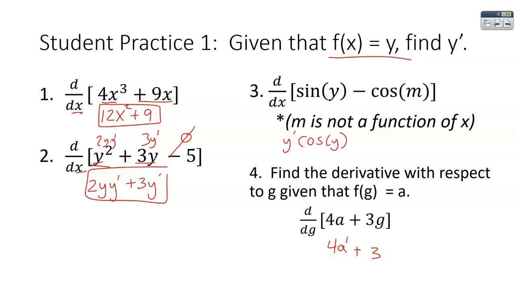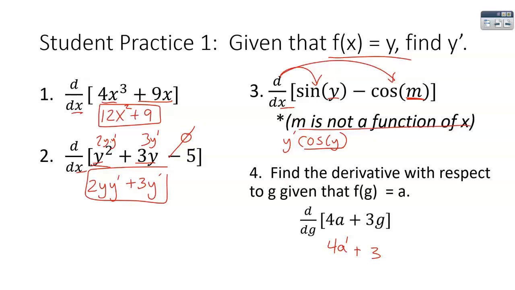All right, part 3. Here, they don't match, so you take the derivative like normal. Derivative of sine is cosine. And then you multiply it by y prime, because y is a function of x. Over here, m is not a function of x. Therefore, when you take the derivative, that's just 0, it goes away.